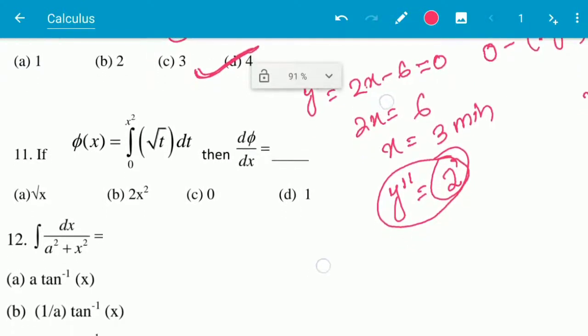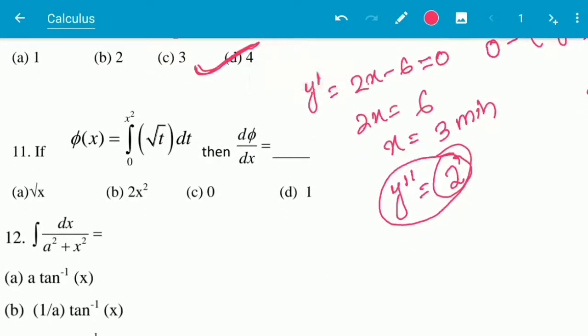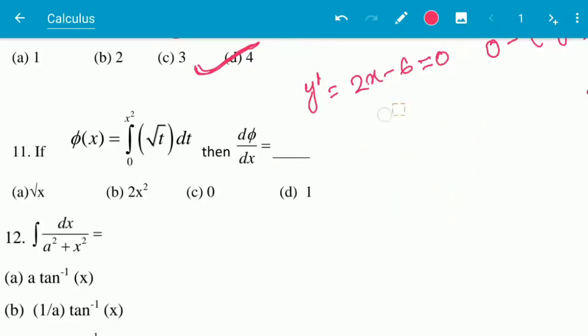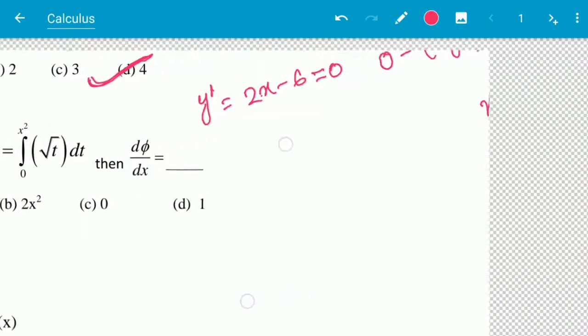Next question, question number 11. If phi of x is equal to the integration from 0 to x of square root t dt, then what will be the value of d phi by dx? How can this be solved? Here we have to apply the Leibniz theorem.